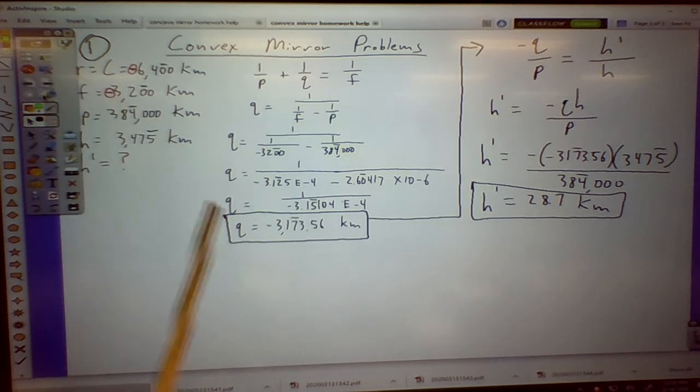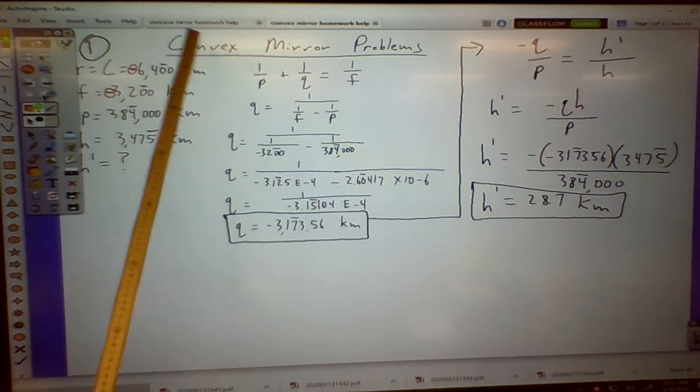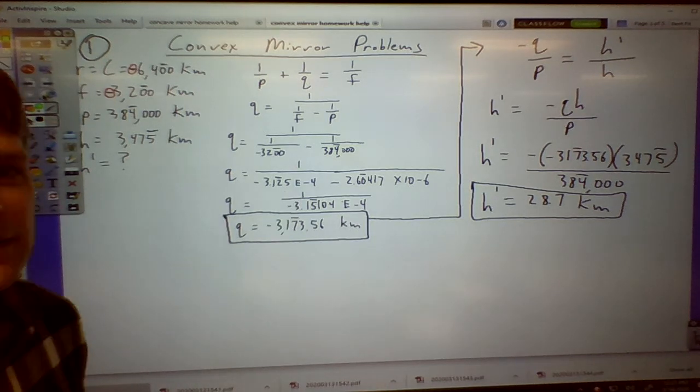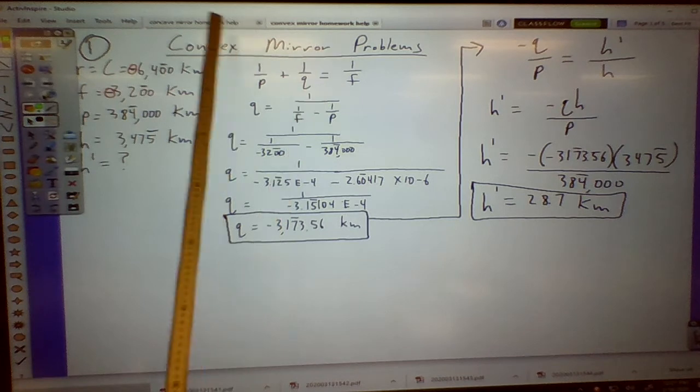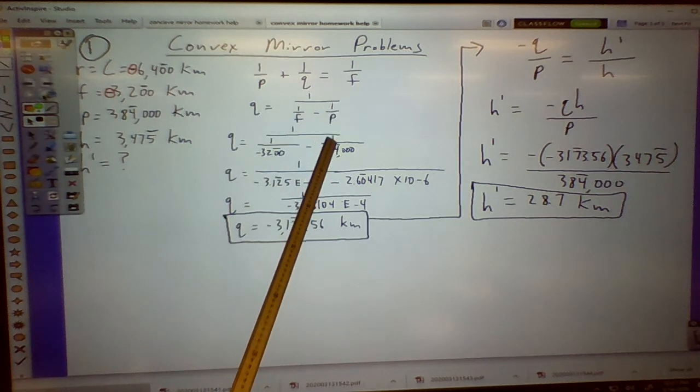And then another critical thing is if you review your sign convention chart, notice that we need to have negatives in front of those whenever we have convex mirrors. R and C and F are always negative. I have to keep everything in the same unit, and just make sure everything is in kilometers. We go ahead and solve here.